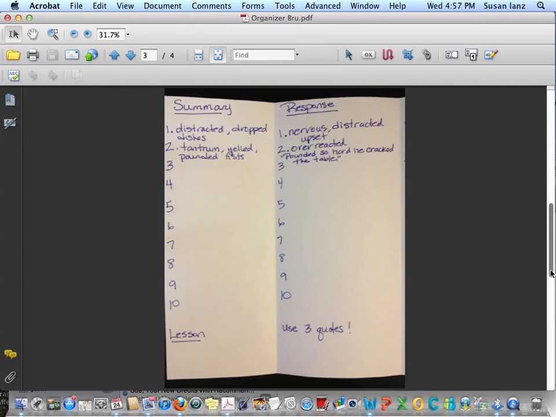And then if we're backing up a little bit on the summary, remember that at the bottom of the summary you want to write the word lesson so that you include what you think the lesson of the story was. Next, you're going to include your life.